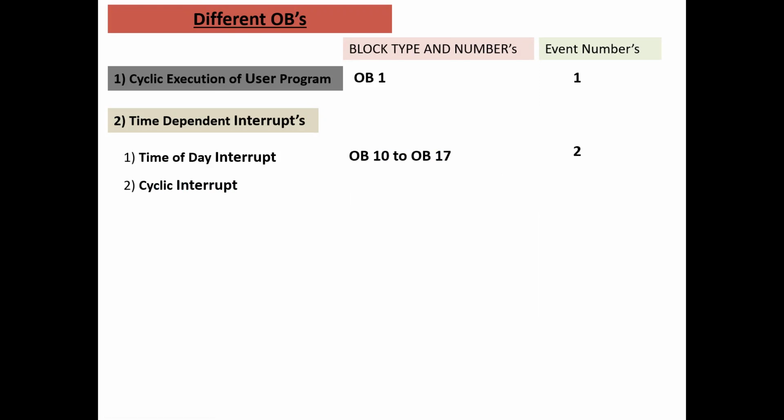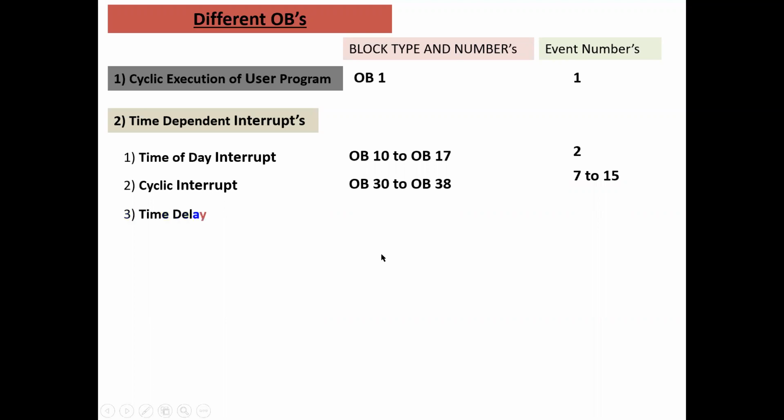Cyclic means continuous. Continuously it should interrupt for every millisecond, or every second or minute or hour. That way also you can select. Time of day means at some particular date and time or on some particular day you should start and interrupt the program. Depending on the date and time also you can execute these OBs. Cyclic interrupt starts from OB number 30 to 38, and they have event numbers from 7 to some like 15.